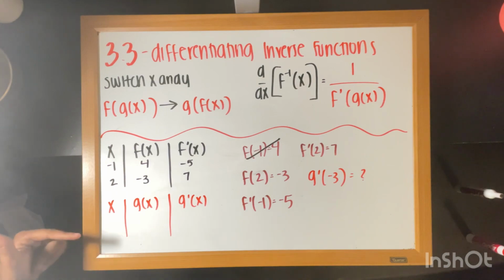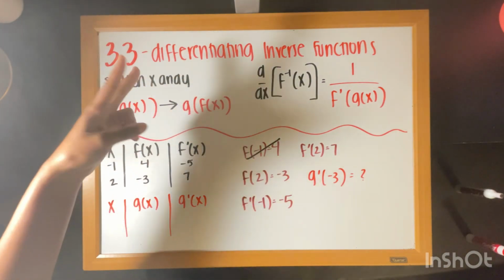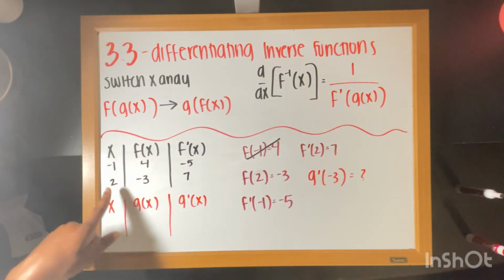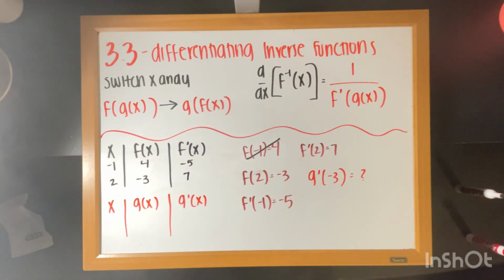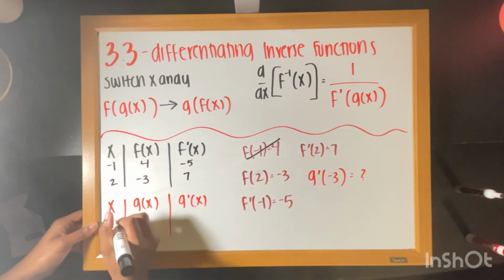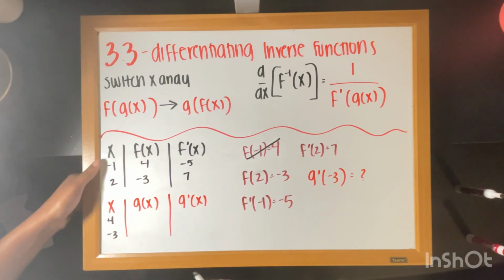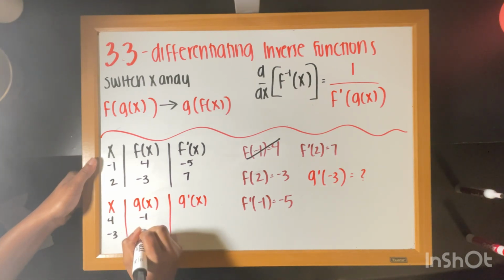So like I said before, inverse function is when you switch the x and the y. So in this case, it's just switching my x and my f of x. So my new x's on my inverse function would be 4 and -3. And my new g of x function would be -1 and 2.